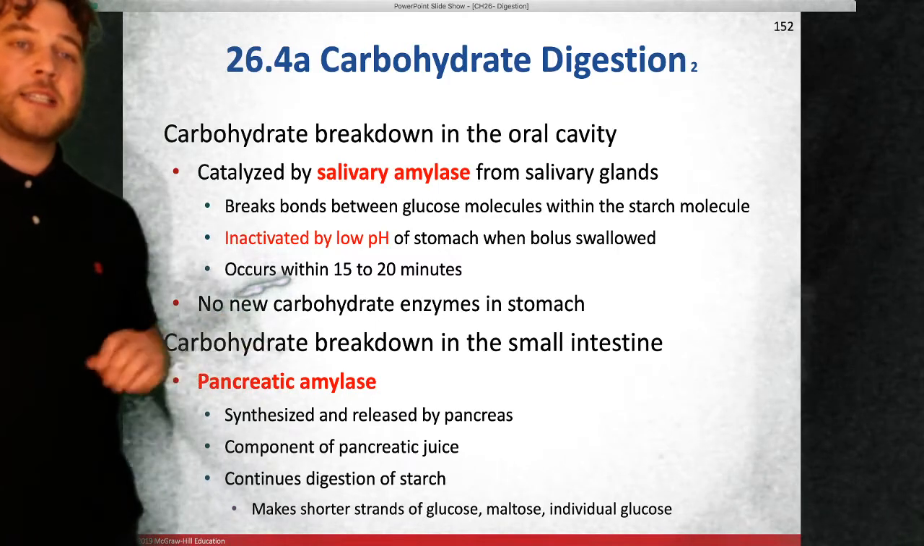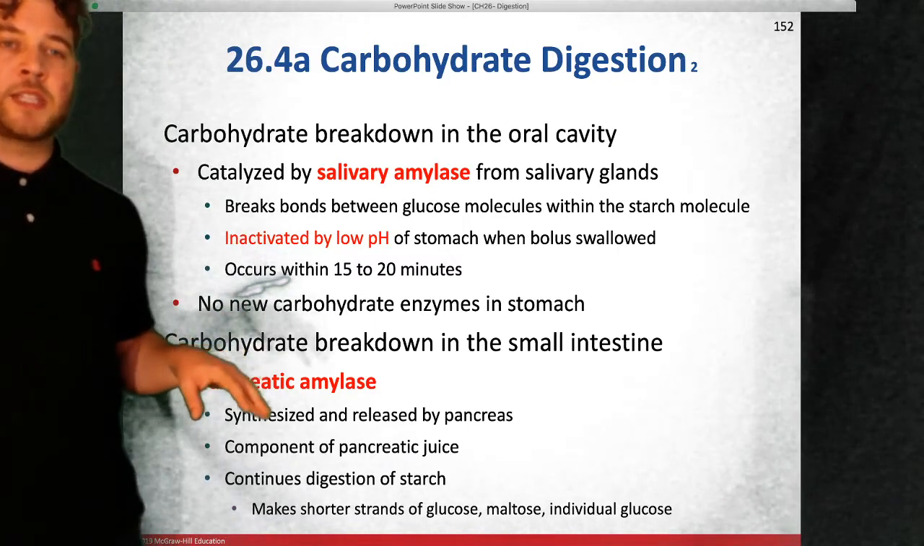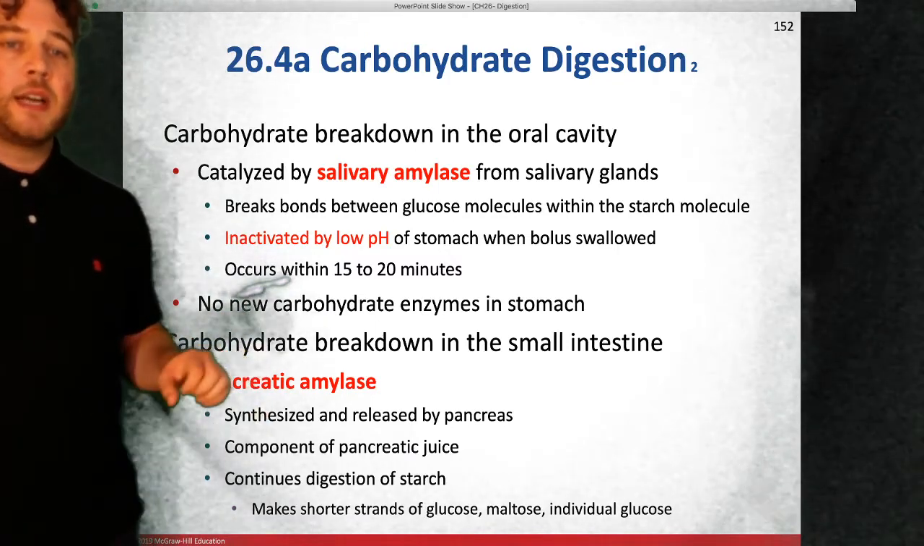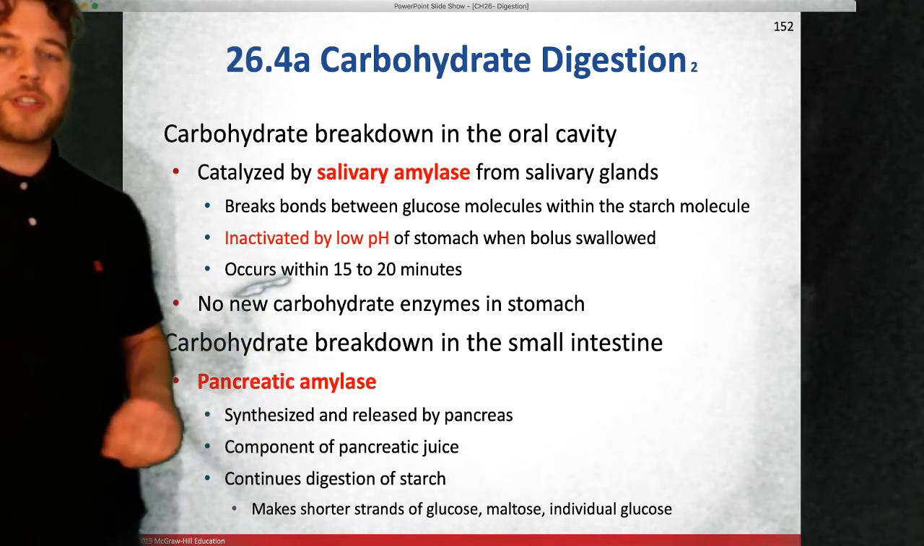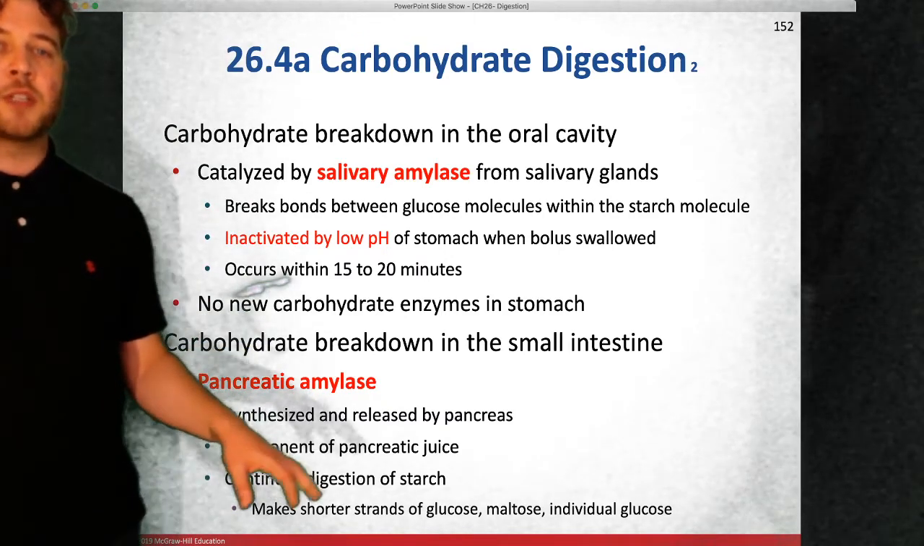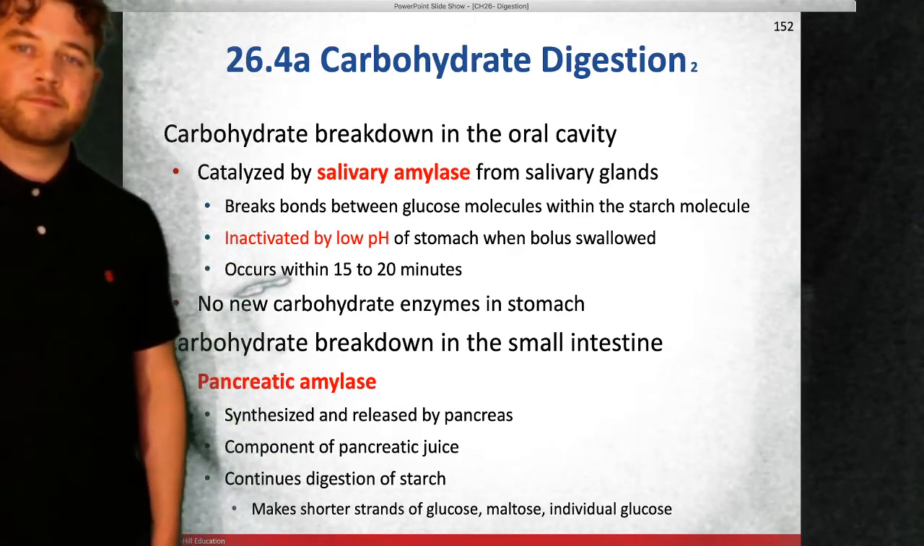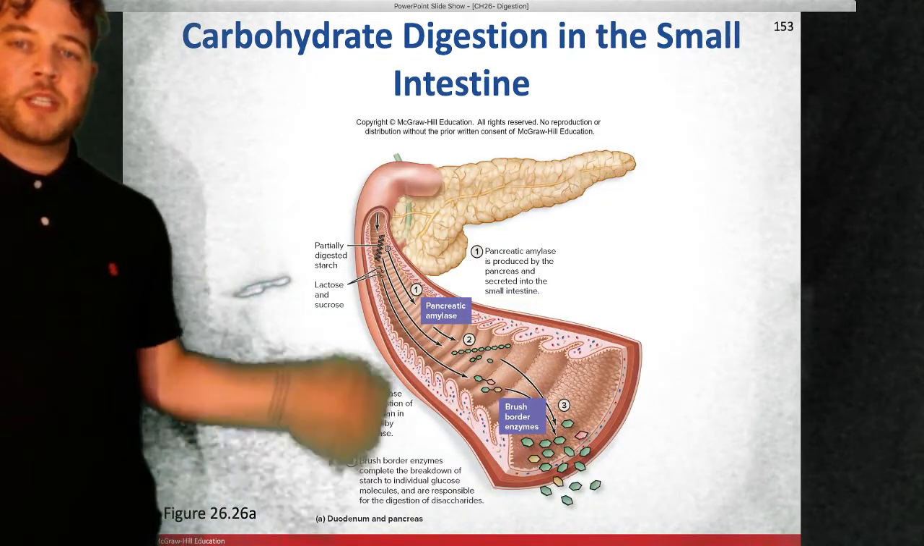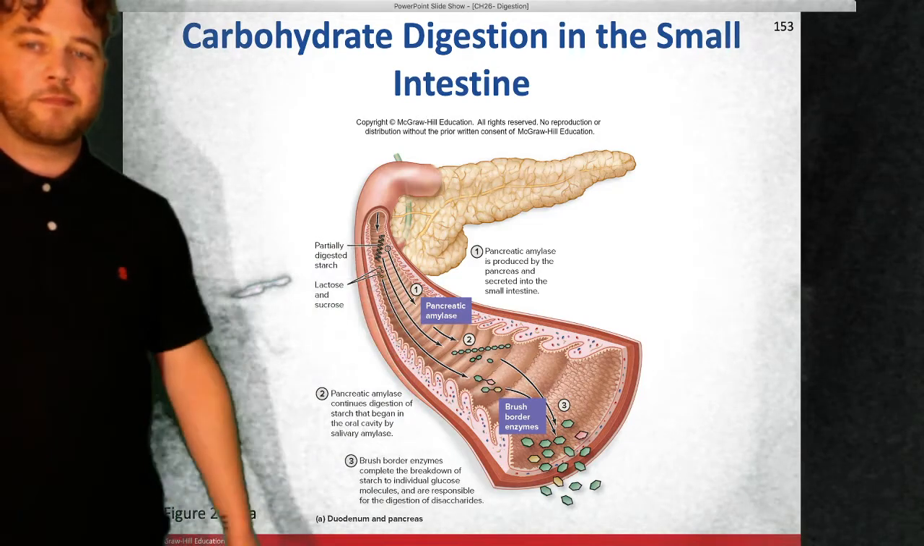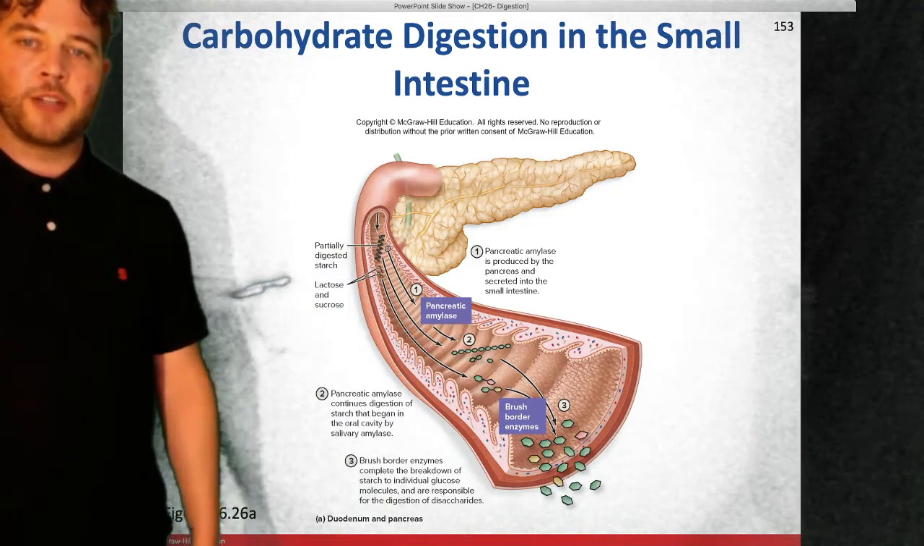In the small intestine, you have pancreatic amylase, which is synthesized and released from the pancreas. It continues the digestion of starch, makes shorter strands of glucose, maltose, and individual glucose molecules. So this is just kind of showing that general process. We'll see this for each of these macromolecules.